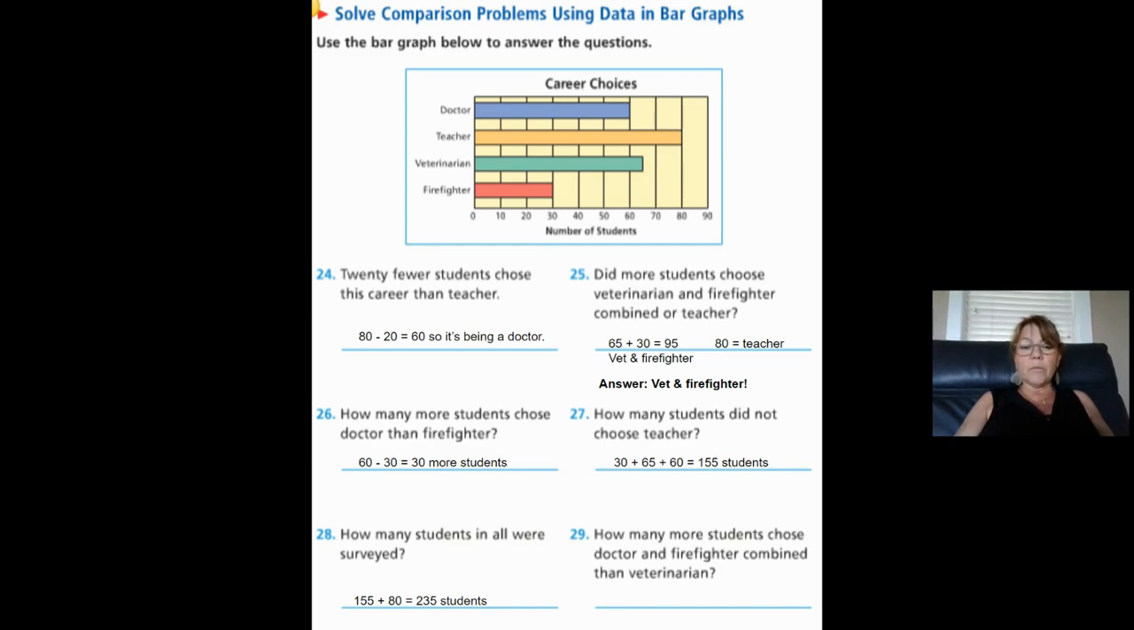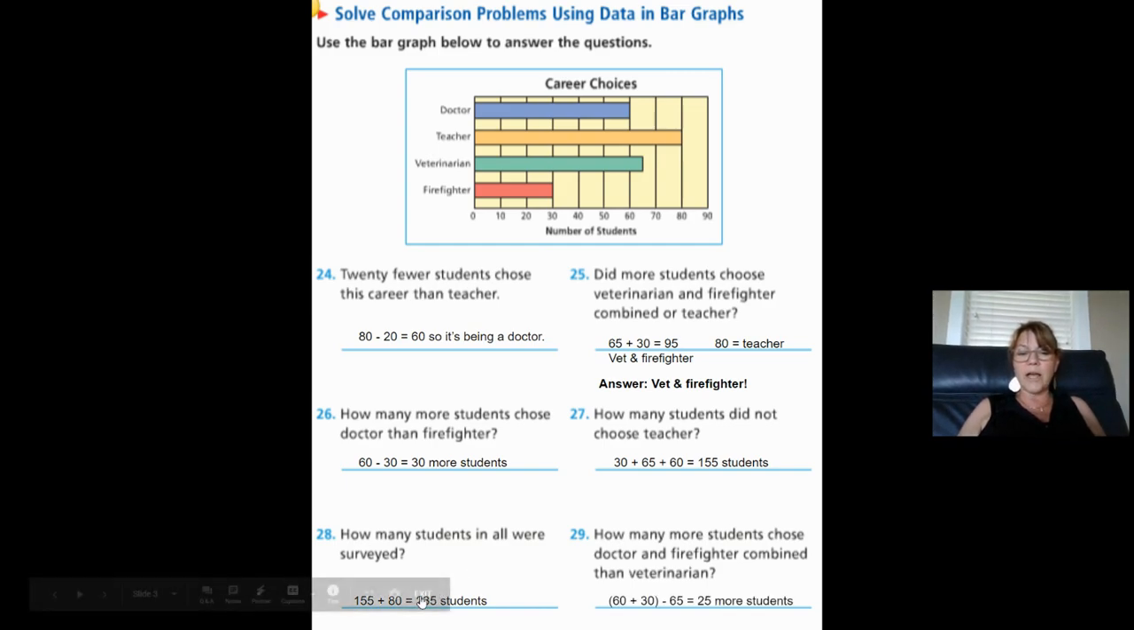So number 29, how many more students chose doctor and firefighter combined than veterinarian? Now I can do this as 2 separate problems or 1 problem with parentheses. So doctor and firefighter, I'm going to add those together and then I'm going to subtract my veterinarian and I get 25. So 60 plus 30 is 90 and 90 minus 65 is 25.